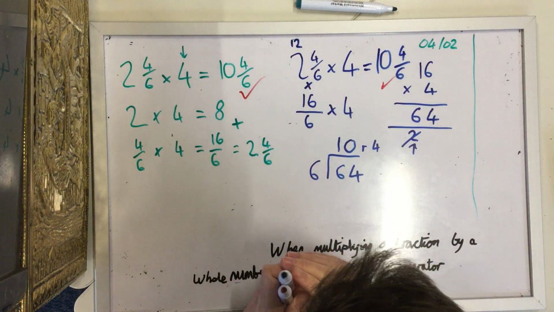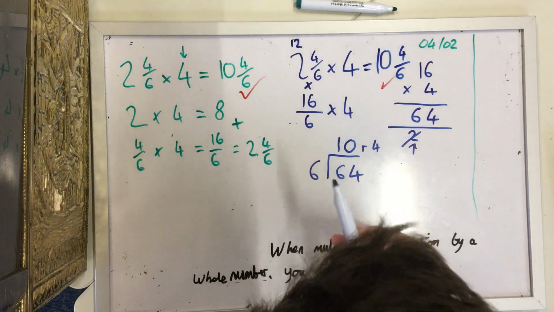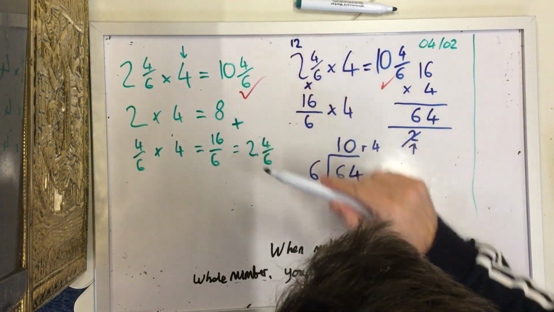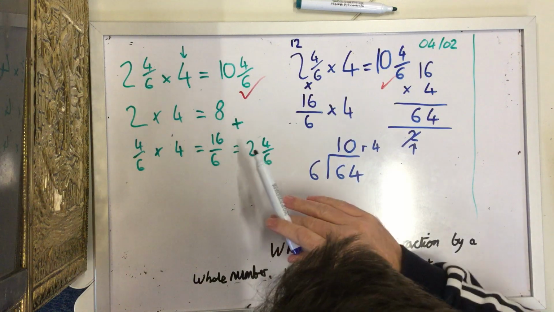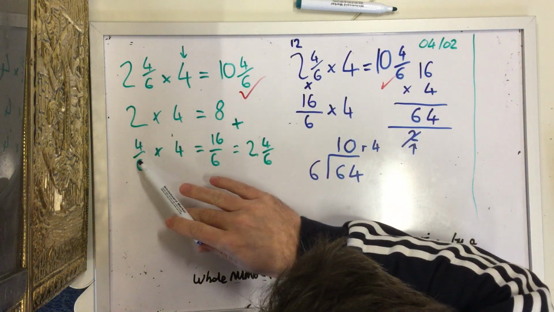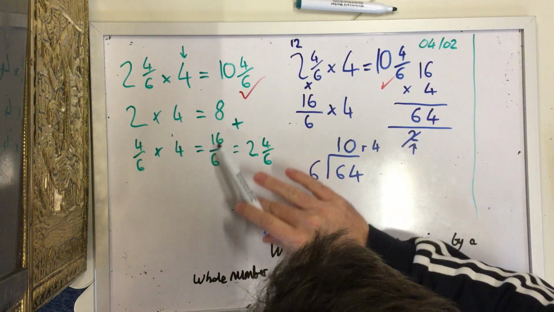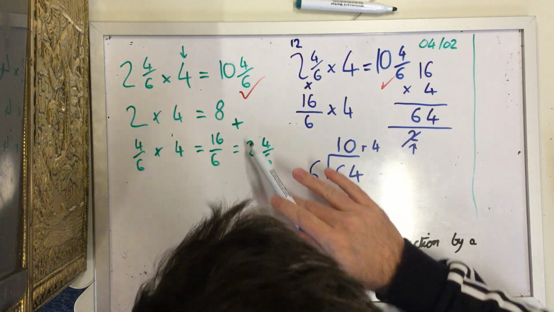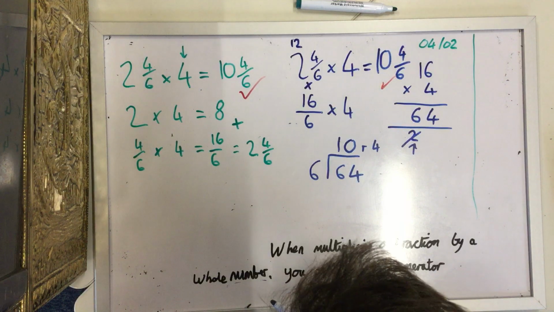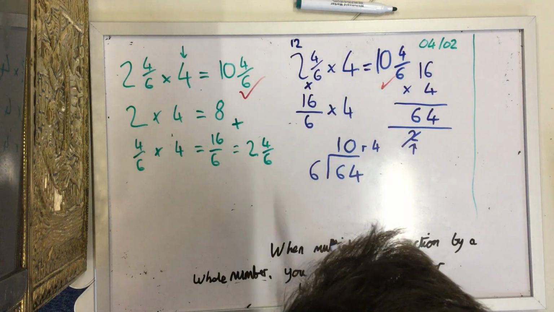So good luck with those tasks again today. The thing to remember, obviously, is when you're doing this method, make sure you add on the whole number. Here we had 8, then we did 4 6ths times 4, made 16 6ths, so we needed to convert it back to a mixed number, but that needs to be added on accurately. So good luck today.